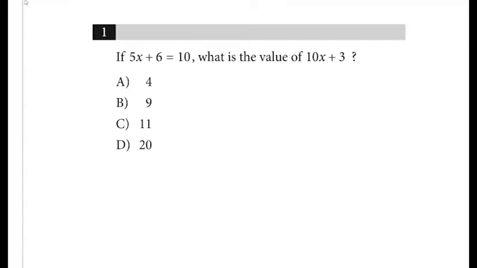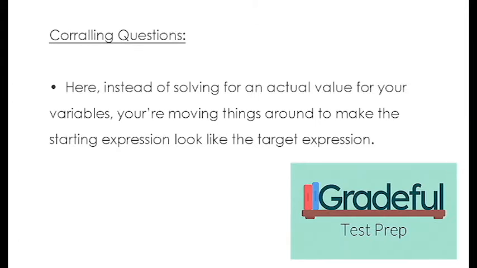Question number 1. This is what we refer to as a corralling question. In a corralling question, it's better not to try to find x and plug it into the new expression. Instead, what you should do is think of simple chess moves that get you from the given expression to the target expression. Let's go ahead and show you what that means here.